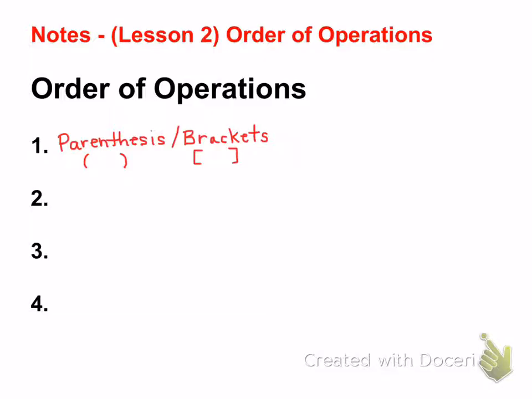The second thing you look for in order of operations is exponents. As you recall, exponents are when you have a number, for example, 2, and then it's to a power, so 2 to the 3rd power. You look for exponents second.